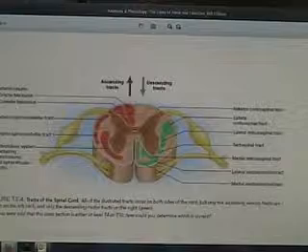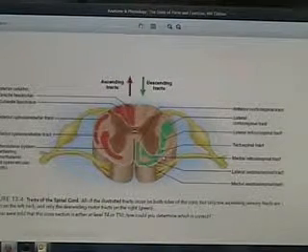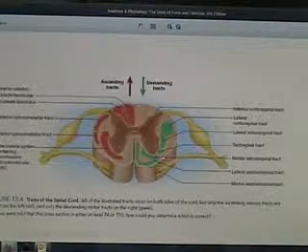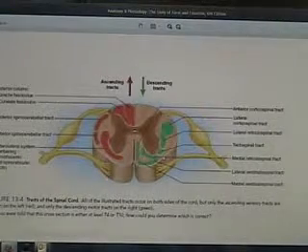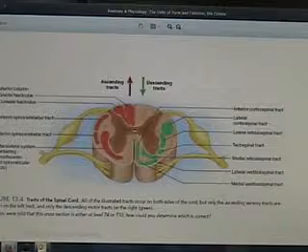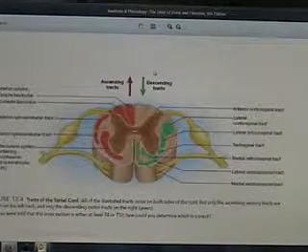Now a descending pathway is a motor pathway. In order for you to move your foot or to hold your foot in pain, you need to have a message from your brain. So the brain is assumed somewhere up here. And then it goes down.